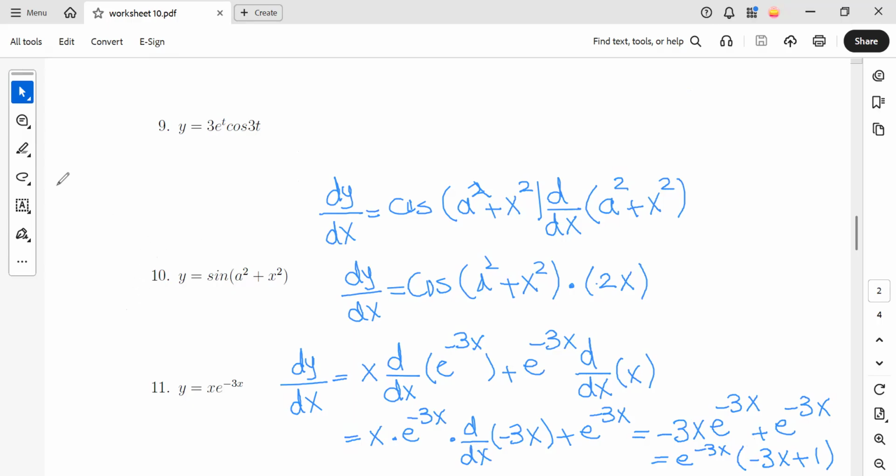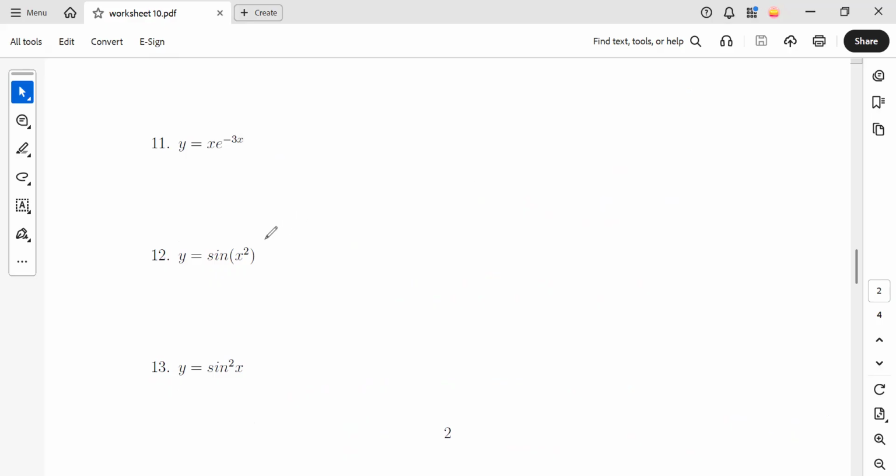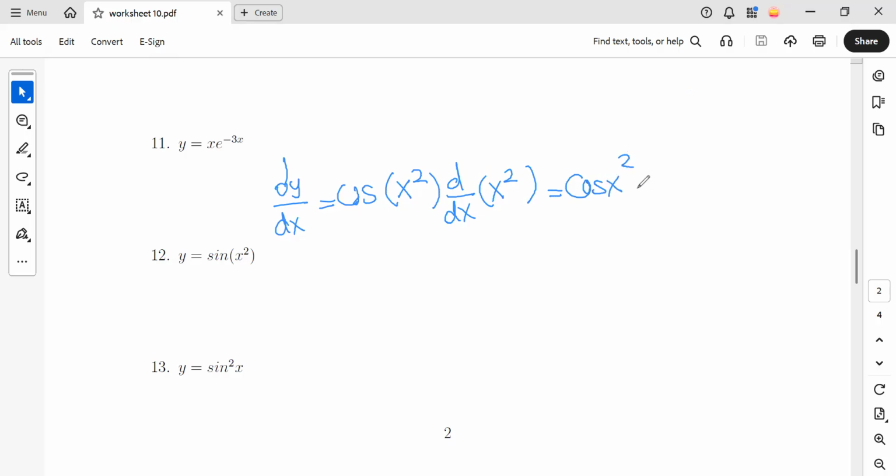Number 12. Number 12 is sine function. So dy/dx would be cosine of whatever you have times the derivative of the inside. So it will be cosine x squared times 2x.